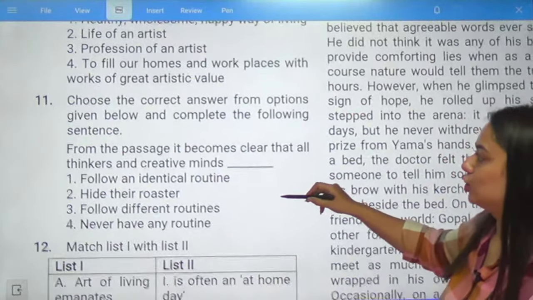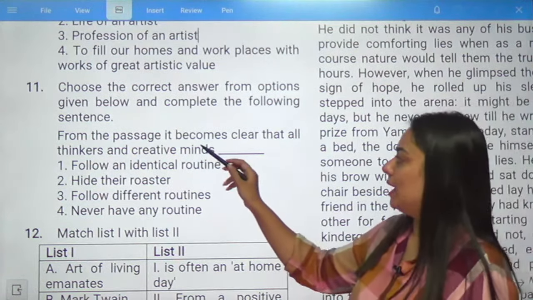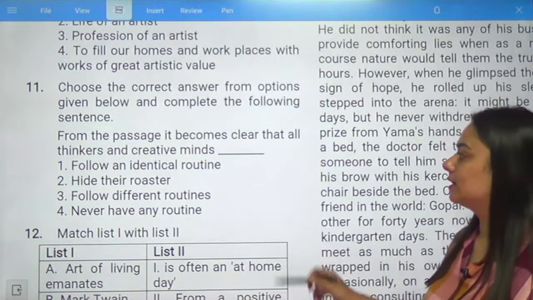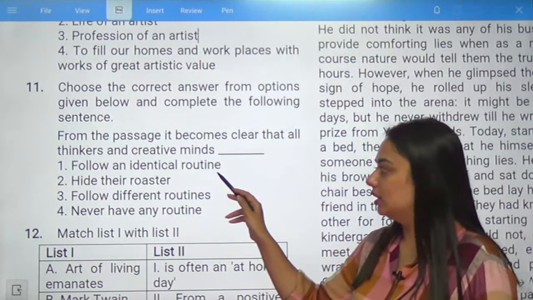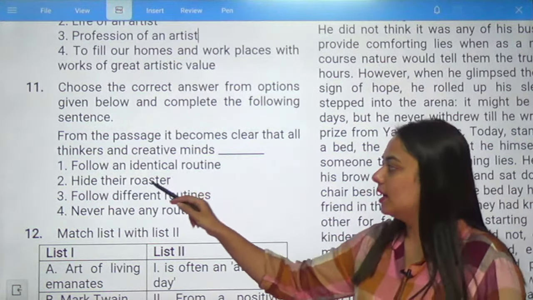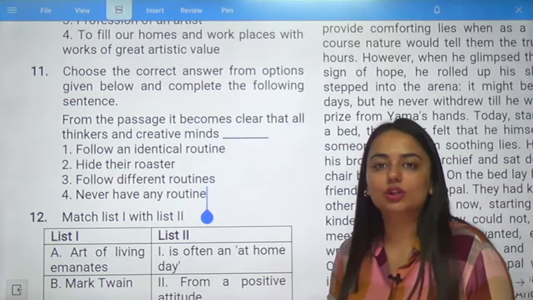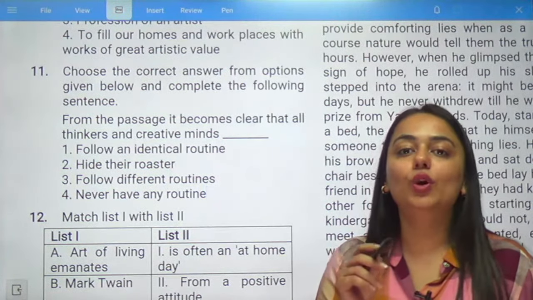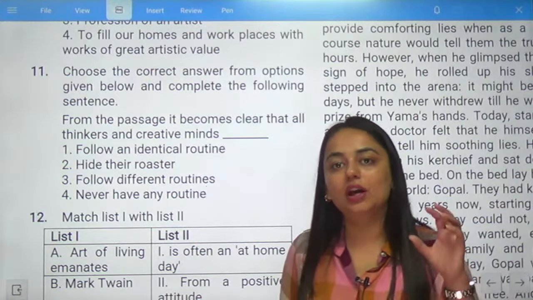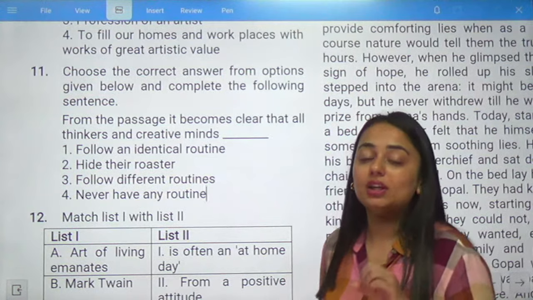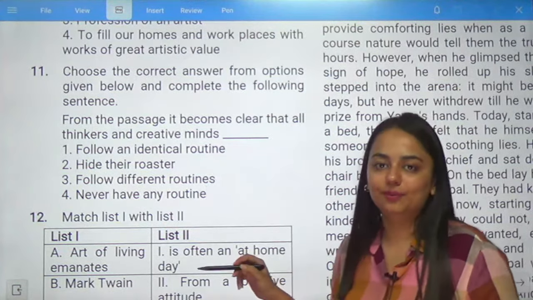Let's see the next one, which is choose the correct answer from the options. Once again, a fill in the blank question. From the passage, it becomes clear that all thinkers and creative minds, all great thinkers and creative minds, what do they follow? Do they follow an identical routine, hide their roster, do they follow different routines, or never have any routine? So it was directly given in the second paragraph that they follow a different routine. Probably that is the reason they shine differently from other people. They are more creative than common people because they follow a different kind of routine. The answer to this one will be the third.